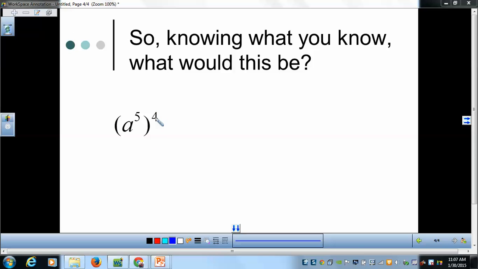Okay, this exponent tells us how many times we're multiplying the item within the parentheses. So this is really a to the 5th times a to the 5th times a to the 5th times a to the 5th. So we can see that we really, once again, are using that same property that we just went over. All right, so this exponent tells us how many times to multiply this guy.